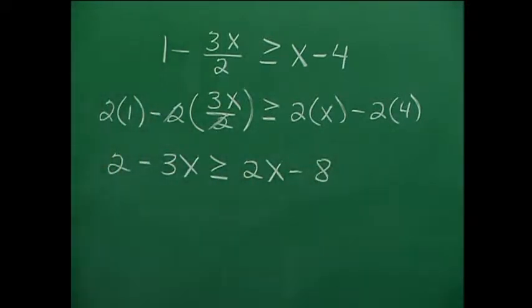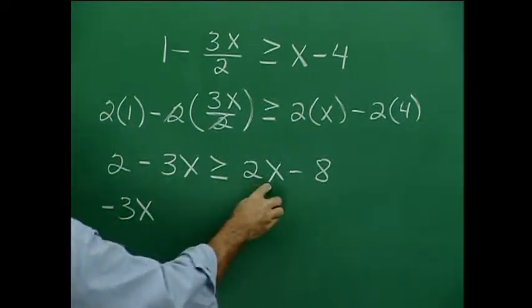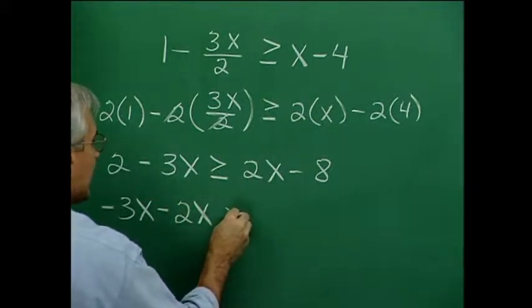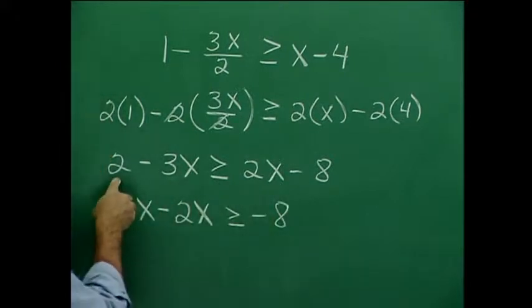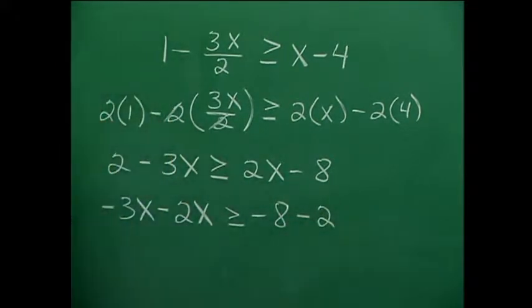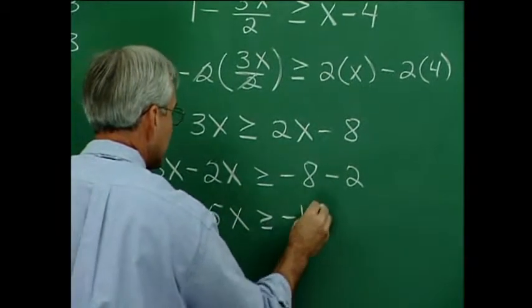I'd like all of my terms involving x on one side. Once again, I'll elect to put the terms involving x on the left and the constant terms on the right. I have minus 3x already over here on the left. I'll subtract 2x on both sides, giving me minus 2x on the left. On the right I have the minus 8, and I'm subtracting 2 on both sides to remove this 2. So I have minus 2 over here. Collecting here I get negative 5x. Collecting on the right I get negative 10.